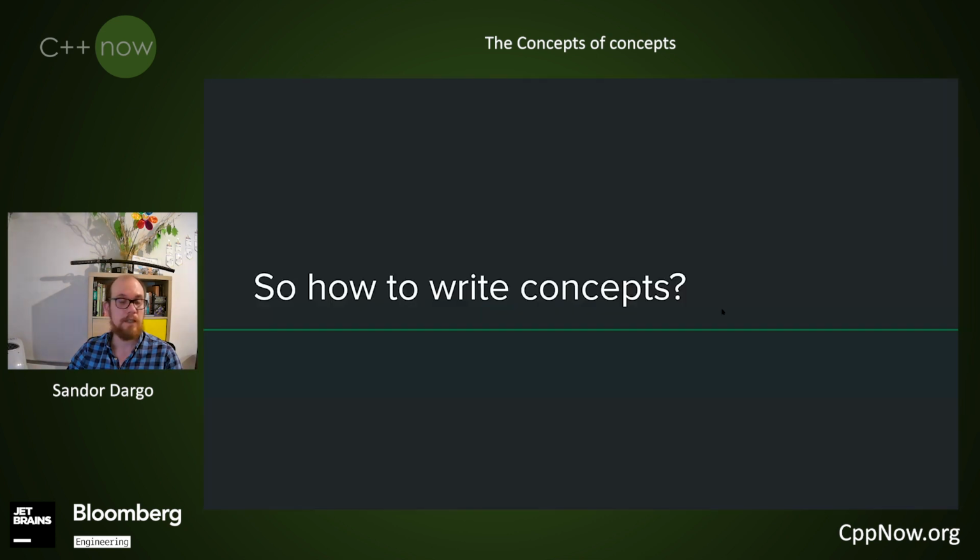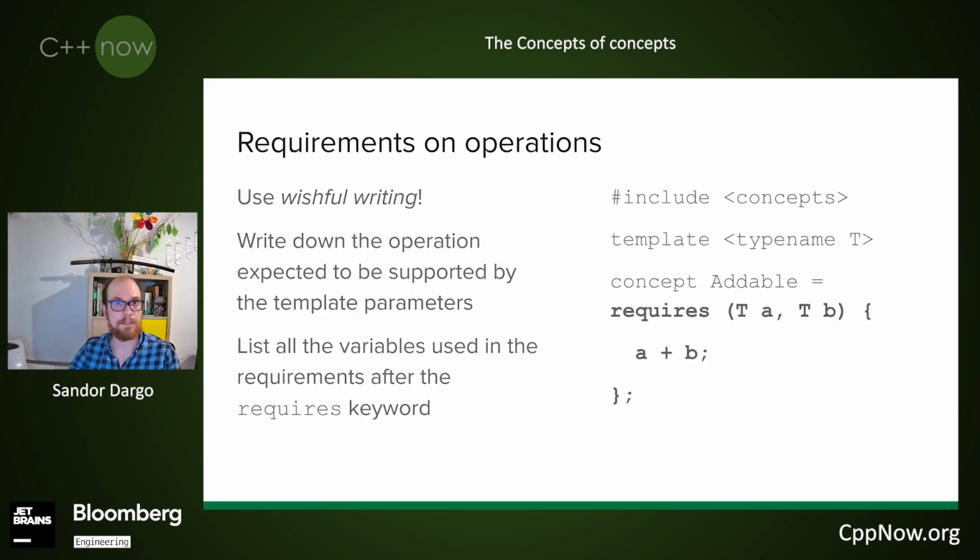So we go to the next section, end of the digression. We go back to see how to write the different concepts. We can have requirements on operations by something that I call wishful writing. Basically, in the requires clause, you write down the operation that you expect to be supported by the template parameters. So here you create a concept edible, and it requires that A plus B should be a valid expression. After the requires, you list all the variables that you might need, and then you write the expressions that you expect to be valid.